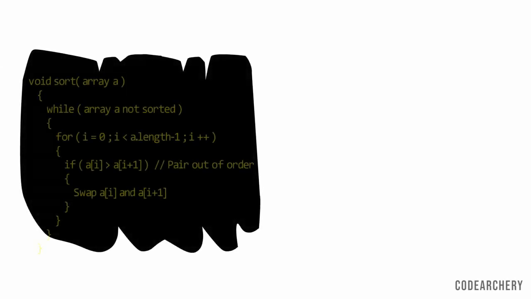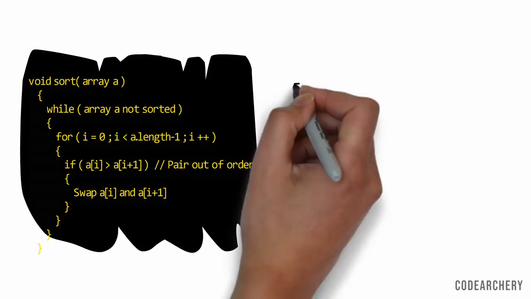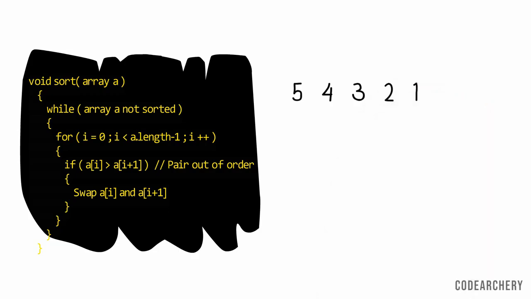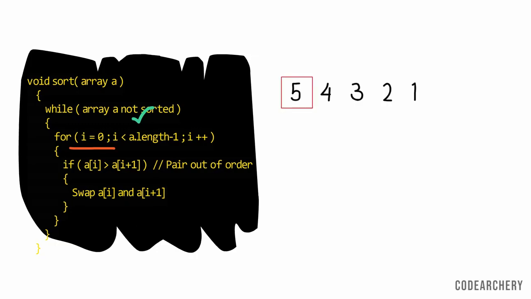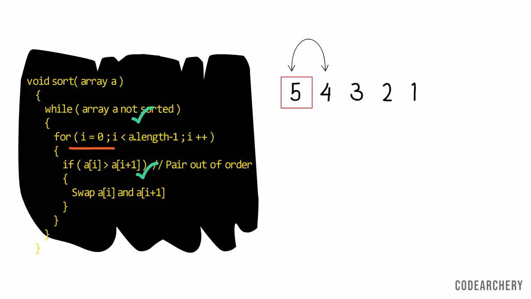So let's quickly recap the bubble sort algorithm. This is our pseudocode. Let's provide the worst case input, that is inverse sorted values. Now the first condition is true, our array is not sorted. Now i equals 0, that is a of i is our first element, that is 5. So is 5 greater than 4? Yes. So our if condition is true, then we swap.